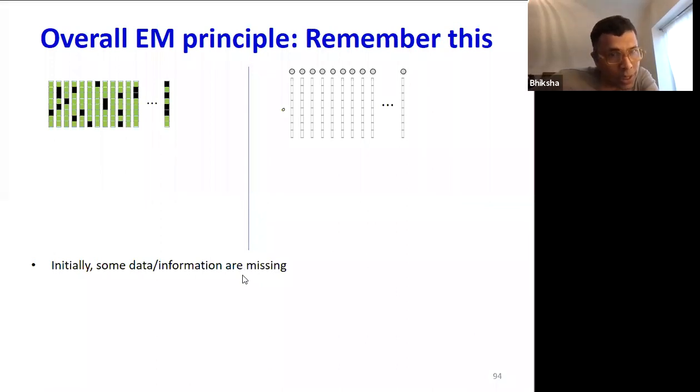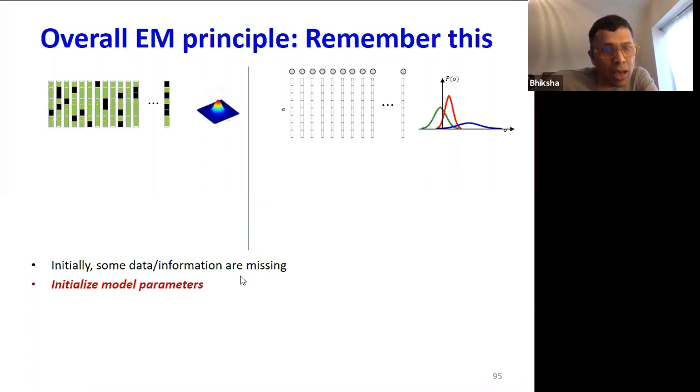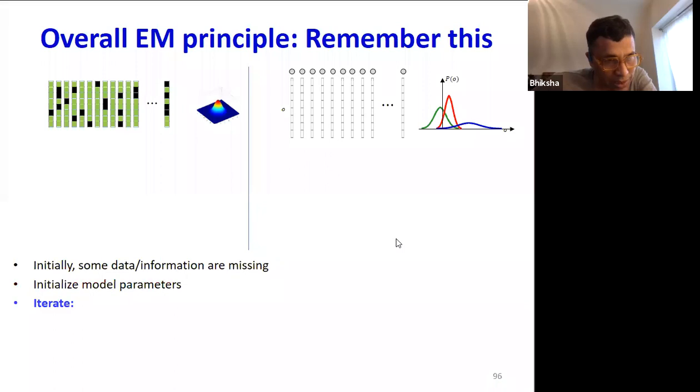So here's the overall EM principle. Remember this is very key. We're going to initialize our model parameters. If you were just estimating a Gaussian, you're going to initialize means and variances for the Gaussian. If it's a Gaussian mixture, you'd be initializing means and variances and the proportions for all of the Gaussians. Then we're going to iterate.